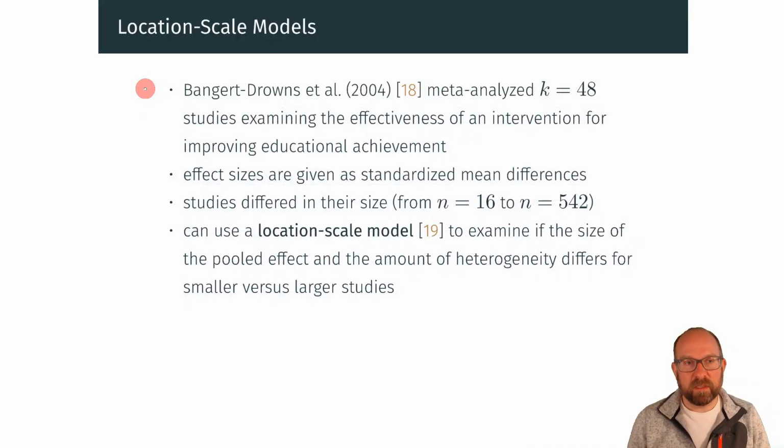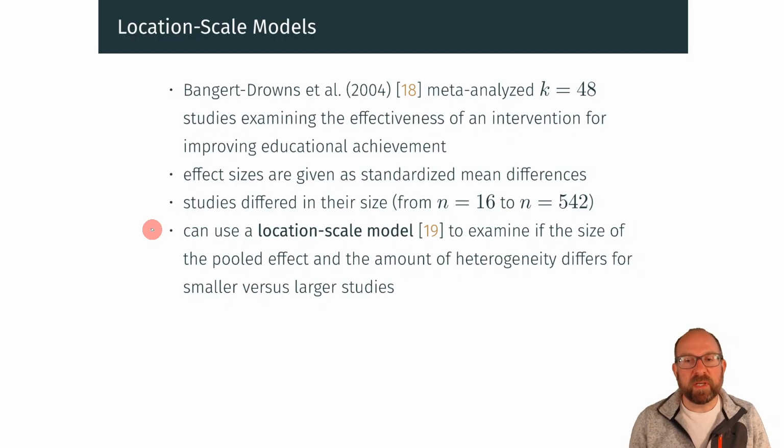Let's consider a different meta-analysis, namely the one by Bangert-Drowns and colleagues, who looked at 48 studies examining the effectiveness of a particular intervention for learning. Here, the effect sizes are given as standardized mean differences, and the studies differed in their size from quite small, 16 participants, to rather large, 542 participants.